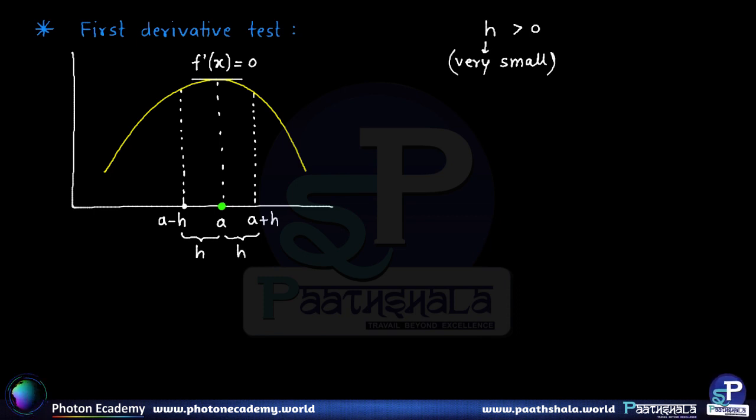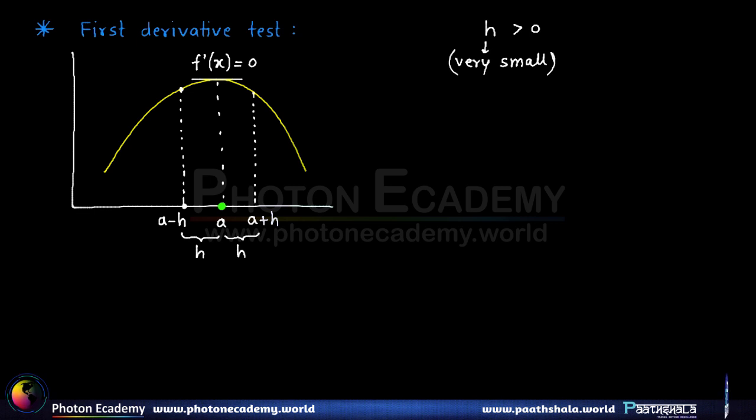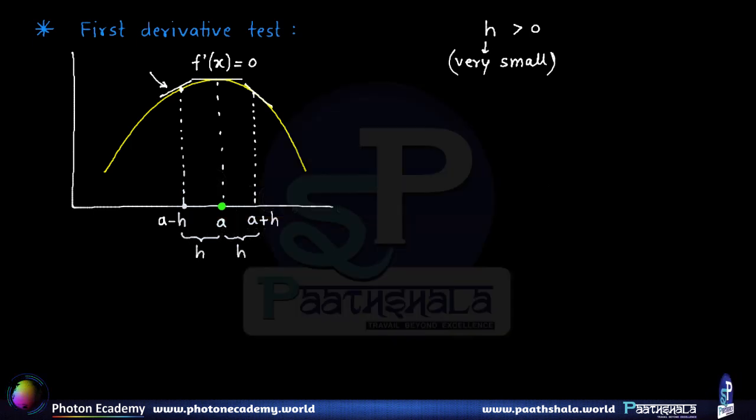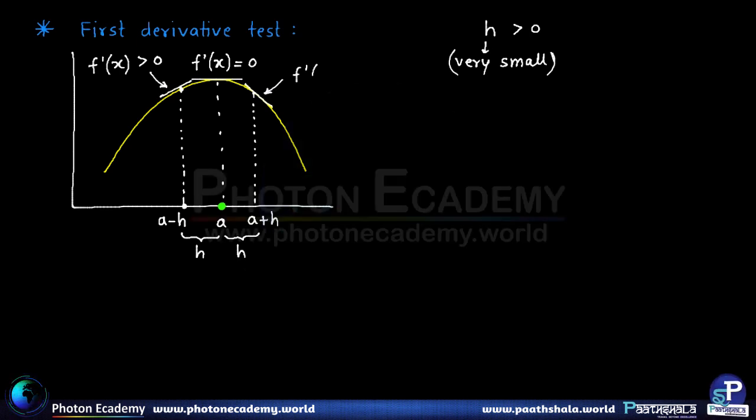Now what we do is, at these 2 points on the curve, we draw the tangents. So here the tangents are drawn. Now we can see that the tangent drawn at the point A minus h, the slope of the tangent will be positive because that line is an increasing line, isn't it? So the slope of that line will be positive. Whereas the tangent drawn at point x equal to A plus h, the line is sloping down. So therefore the slope of that tangent will be negative.